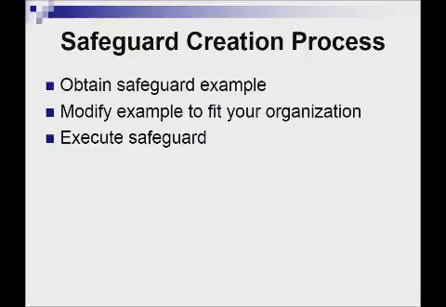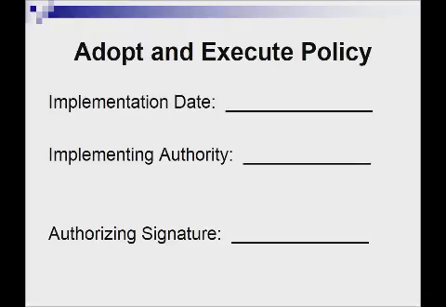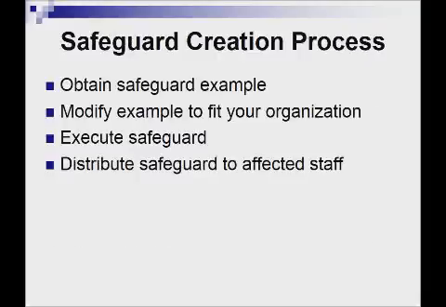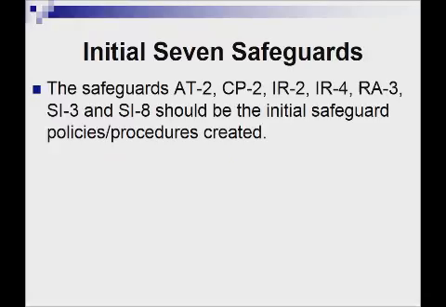The site-specific safeguard needs to be approved, adopted, and executed. Execution should involve a date, identification of the implementing authority, and a signature, either electronic or manual. Once executed, the policy safeguard needs to be distributed to all staff who are affected. The most efficient path to initial compliance involves creation of 7 key safeguards. Some of these safeguards will need unusual procedures compared to the moderate safeguards previously discussed in this video.